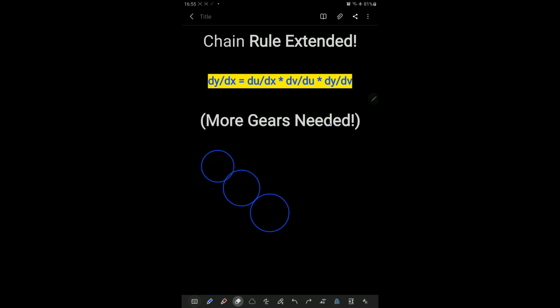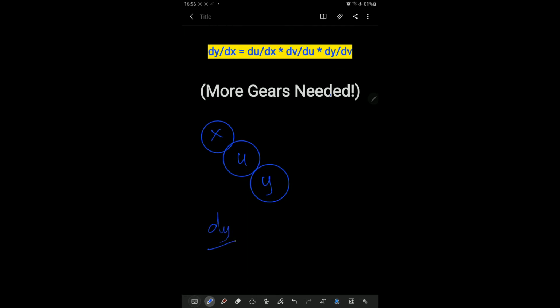Just to recap what I showed in the previous video, if we have three gears here, I've drawn them in blue, and we'll call this one X, this one U, and this one Y. And what I was able to show was that dy dx, which is the rate of change of the Y wheel with respect to the X wheel, equals du dx, which is the rate of change of the U wheel with the X wheel, multiplied by dy du, which is the rate of change of the Y wheel with the U wheel.